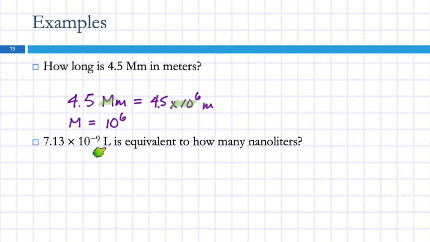7.13 times 10 to the minus 9th liters is equivalent to how many nanoliters? Well, what does nano stand for? Nano sounds like 9, 90, 10 to the minus 9. So what I can do is instead of writing times 10 to the minus 9, I can write the lowercase n.